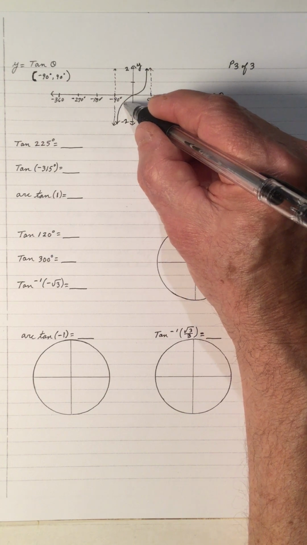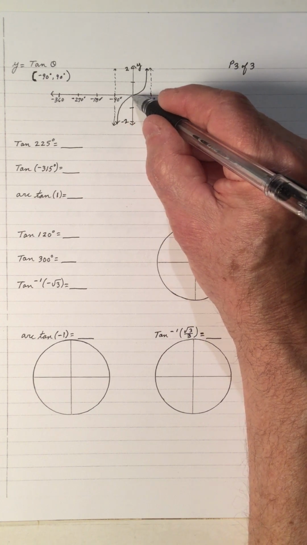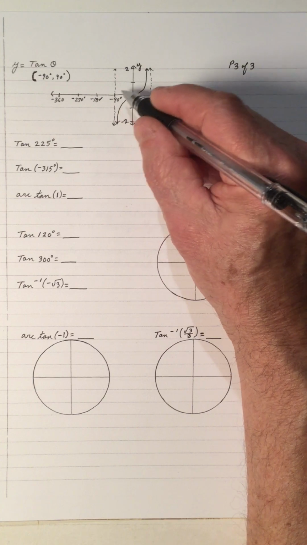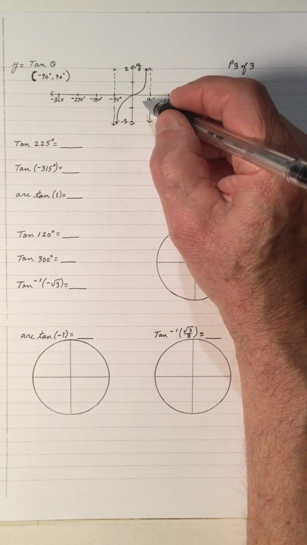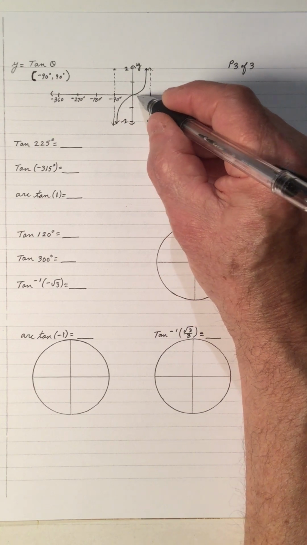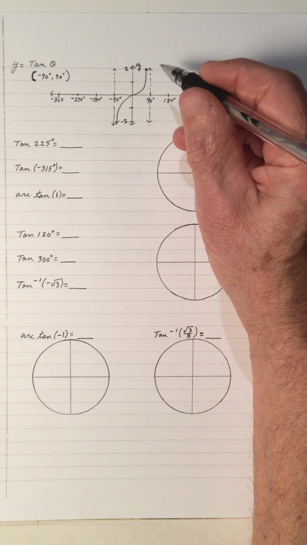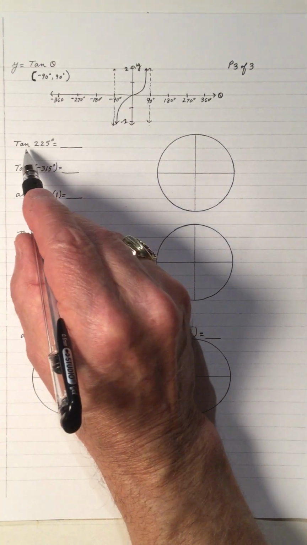If you take any value of y which is negative, which is going down here, then the value of theta has got to be between 0 and negative 90. So tan is defined between negative 90 and 90. So when it's positive, it's between 0 and 90. When it's negative, it's between 0 and negative 90. So let's do some practice to illustrate that again.